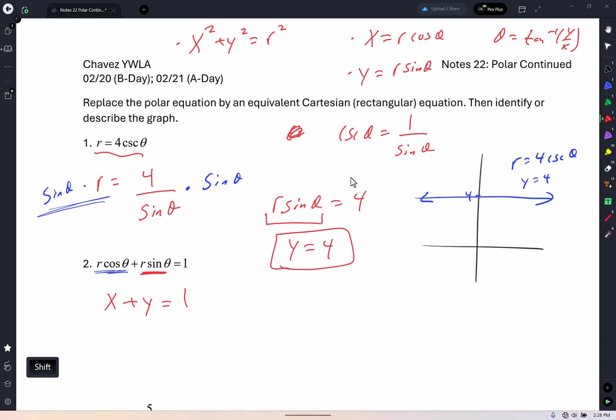All right. By the way, you can type it in like that on Delta. But if you move the x to the other side, you get y equals negative x plus 1. And that's just a linear line, with a y-intercept of 1 and a slope of negative 1. So that right there is r cosine theta plus r sine theta equals 1, which is the same thing as saying y equals negative x plus 1. How do we feel, guys? Nothing crazy, right?